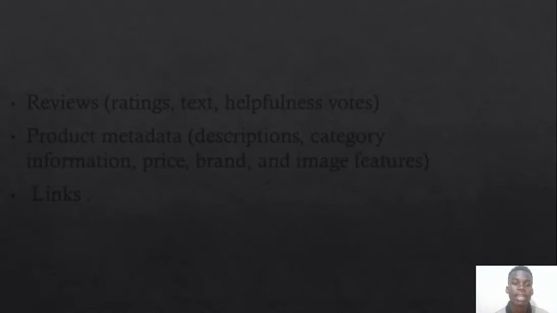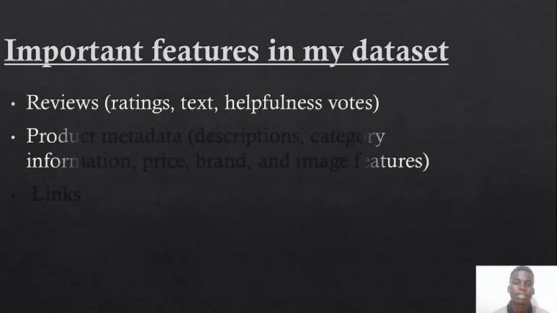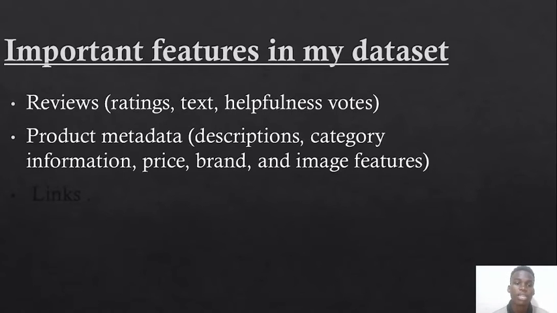So in our next slide, we are going to see the important features in our dataset. The first one is the reviews or the ratings of the dataset, which are very good. Then we're having the product metadata. You can see the description, information, price, and brand. Then we're having a lot of links in our dataset that we can use to access several information.